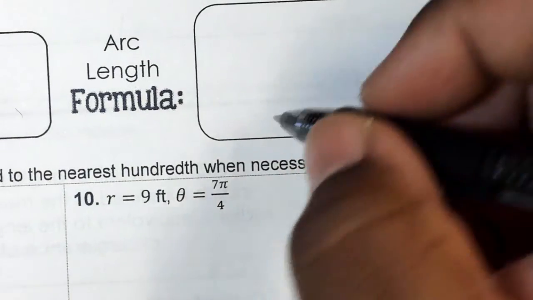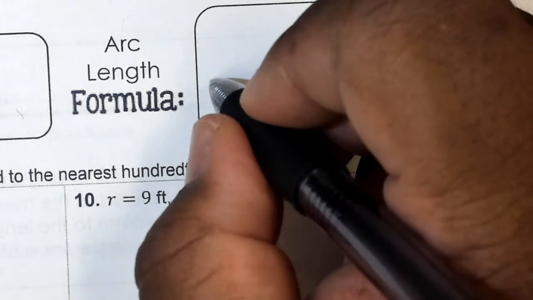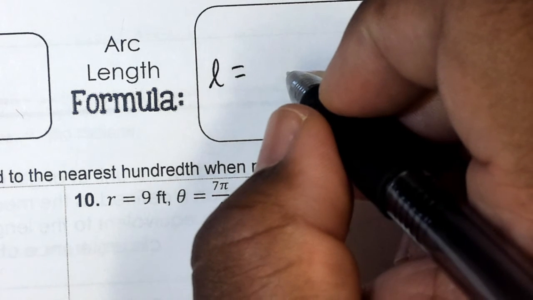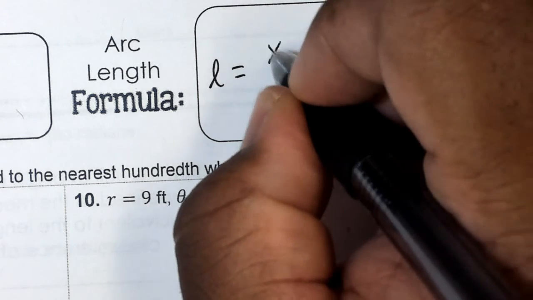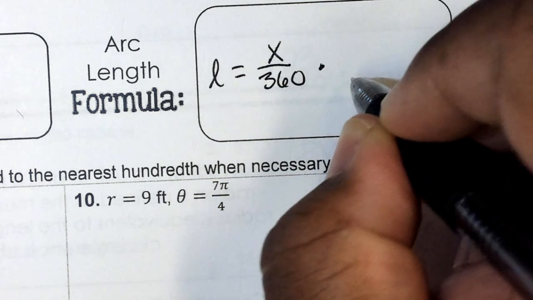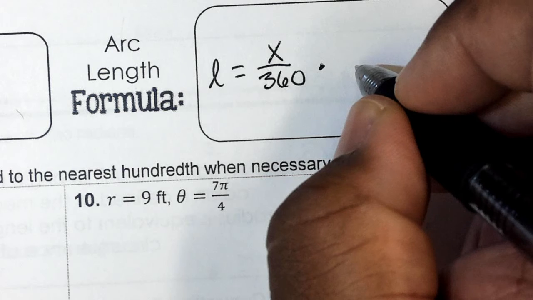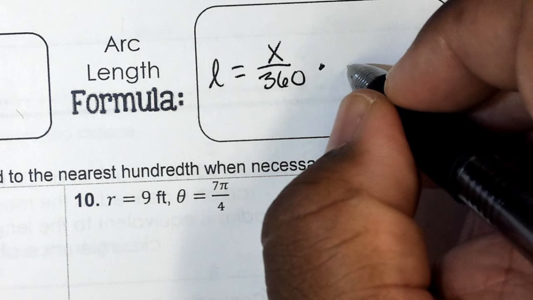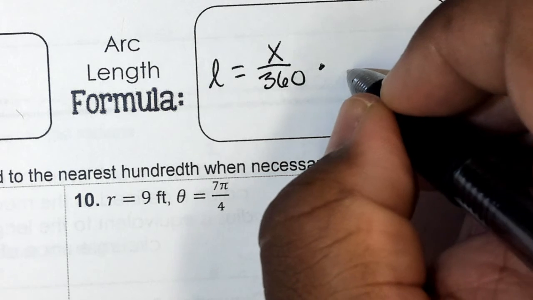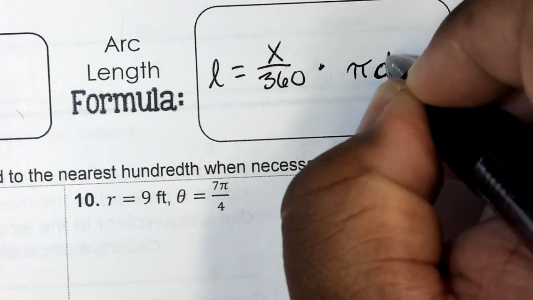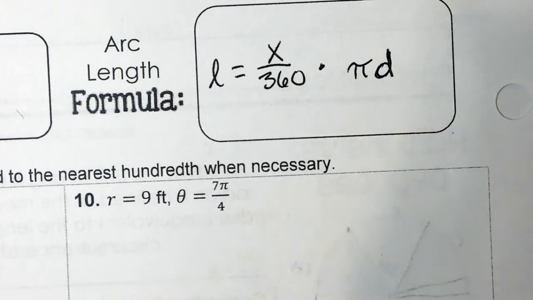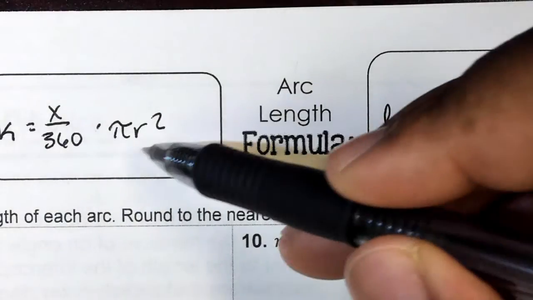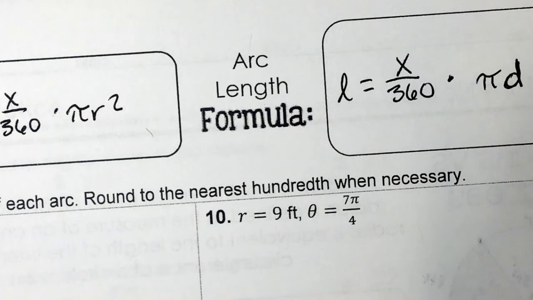Go ahead, give me arc length. L equals x over 360 times 2 pi r. It's not the one I use. I told you I don't use that one. What is that anyway? Circumference. Alright, so y'all can use 2 pi r. I told you why I don't, because y'all get it mixed up with this. I don't like writing it. I like it to look different.